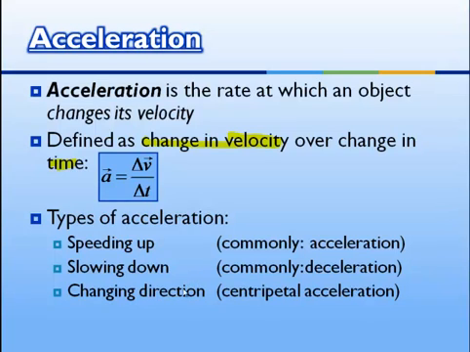And when something changes its direction, instead of going east, it starts to turn to the north or turn to the south, then it's experiencing a type of acceleration called centripetal acceleration. For centripetal acceleration, there's an entirely different formula.